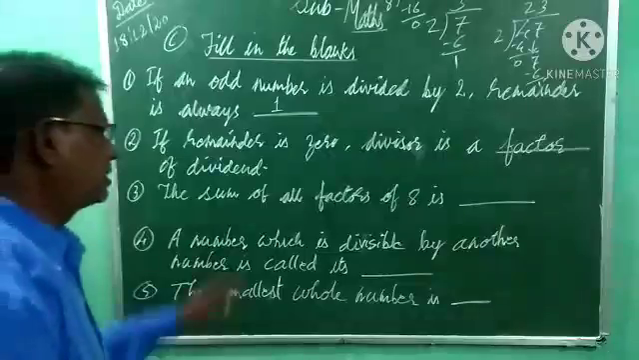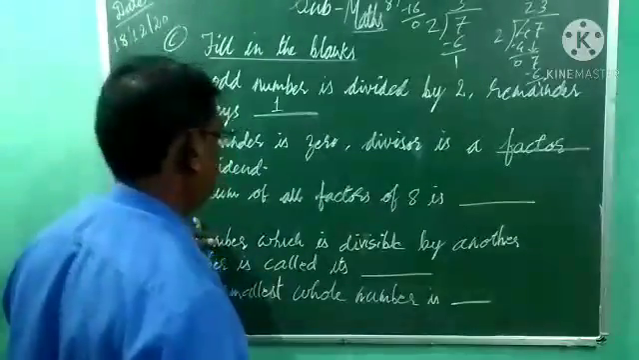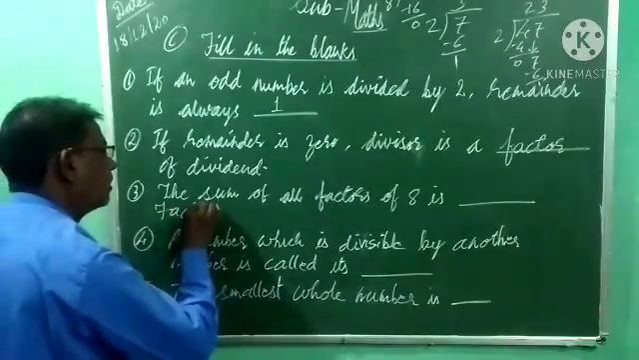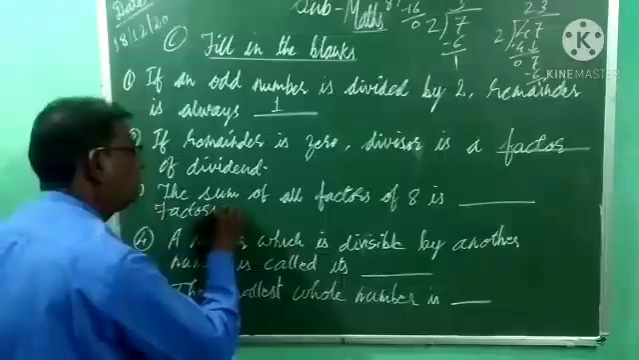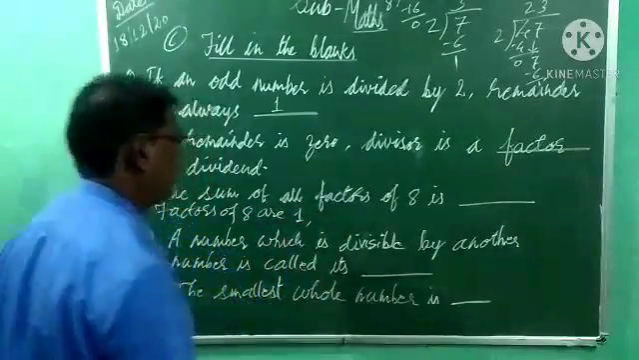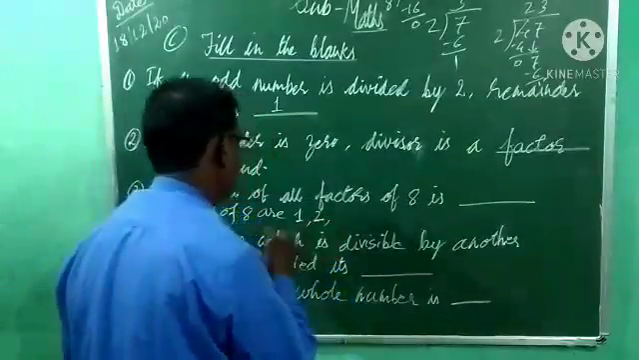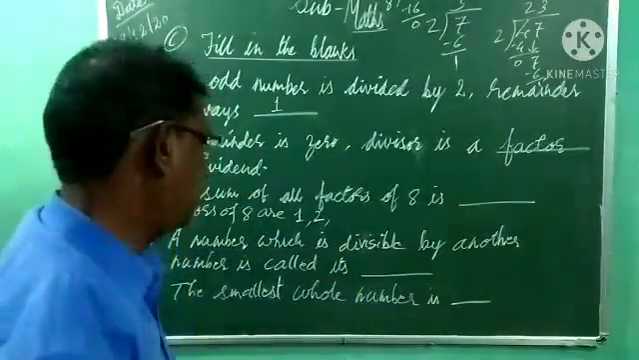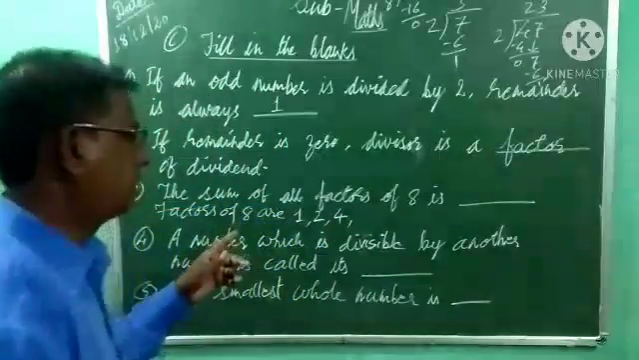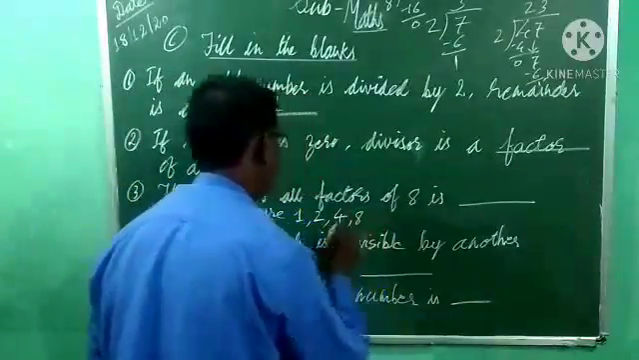Understood? Next, the sum of all factors of 8. At first you have to find the factors of 8. What are the factors of 8? 1. In 2's table we are getting 2 4s are 8, so 2 also. 3's table we are not getting 8, so don't write 3. 4: 4 1s are 4, 4 2s are 8. 5 not, 6 also not, 7 also not, directly 8. So what are the factors of 8?